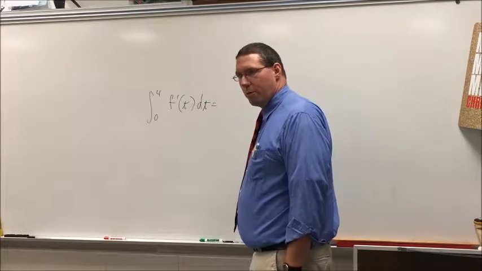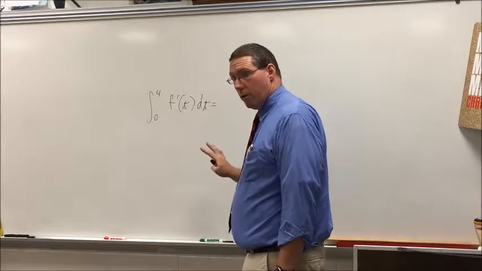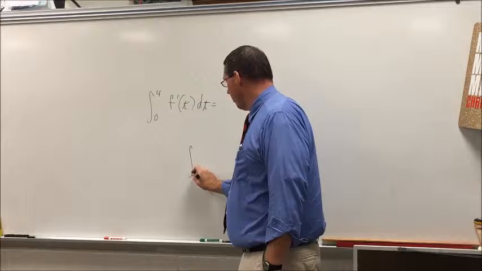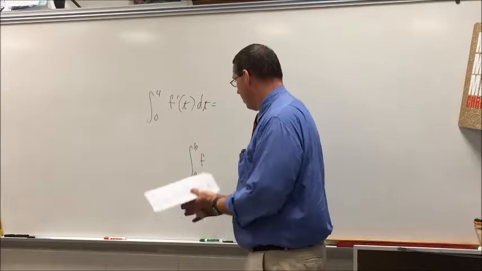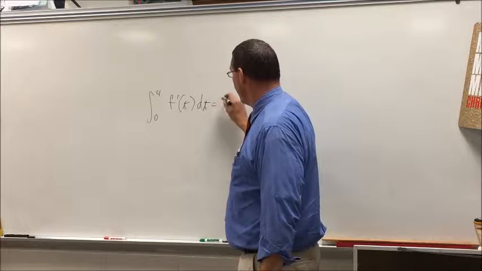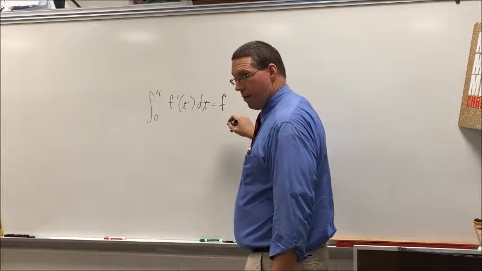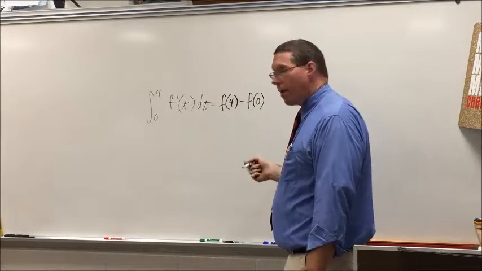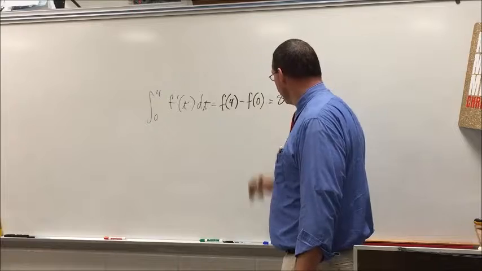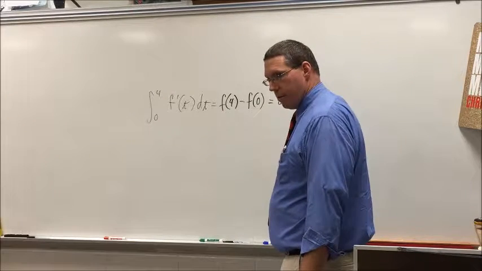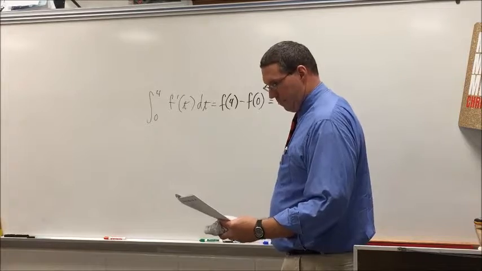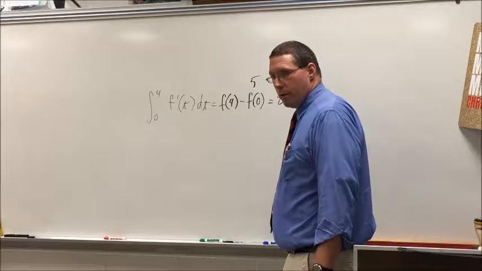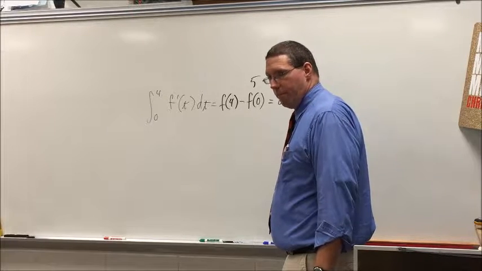Fundamental theorem of calculus, what would this be equal to? Symbolically, what is this equal to? Definite integral from a to b. It's going to be f of 4 minus f of 0, right? And what did they say this is equal to? 8. What's f of 0? It's in the table. 5. So f of 4 minus 5 is equal to 8. So what's f of 4?